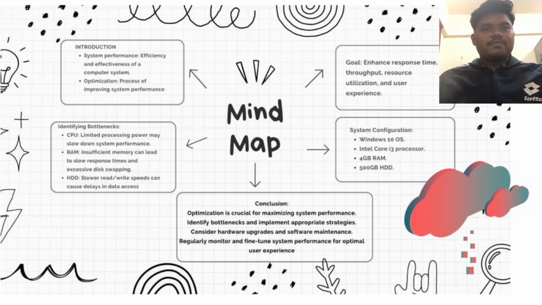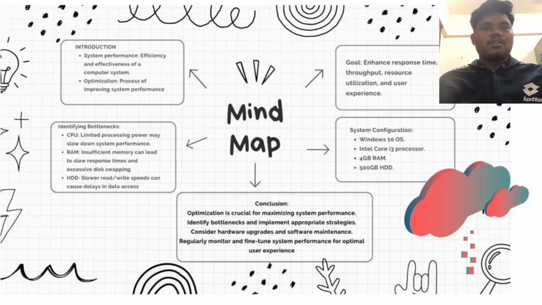Optimization refers to the process of improving system performance by making it more efficient, faster, and capable of handling increased workloads. Thus, it is a very crucial part of maintaining system performance. It involves identifying and addressing bottlenecks in the current system that may reduce its ability to reach maximum or optimal performance. The main goal is to enhance the system's response time, throughput, resource utilization, and overall user experience.